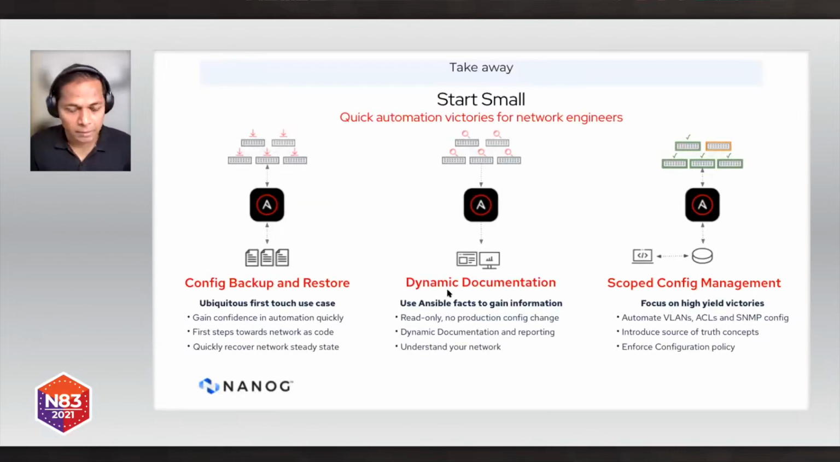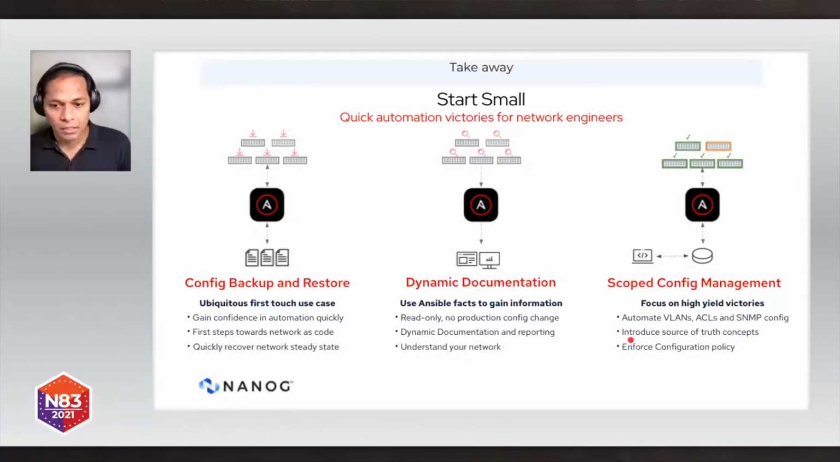Then comes dynamic documentation. Using facts, you can gather facts for the system, and it is read only, with no production config state change. You can dynamically generate documentation for the sake of reporting and understanding the network. Then comes scoped config management. It is focused on high yield victories like automating VLANs, ACL, SNMP, and introducing the source of truth concept.